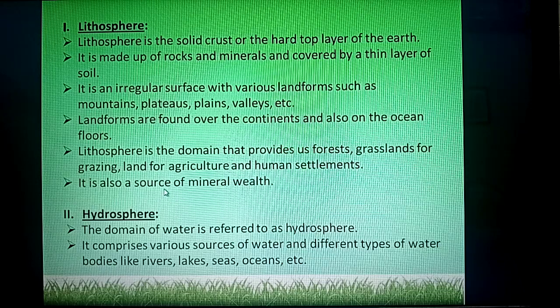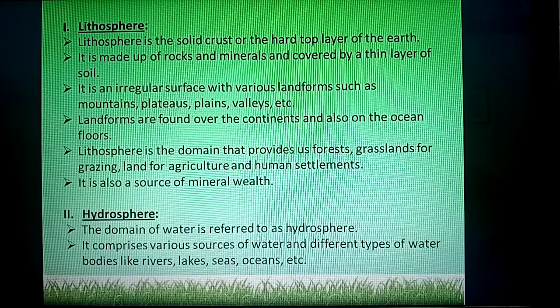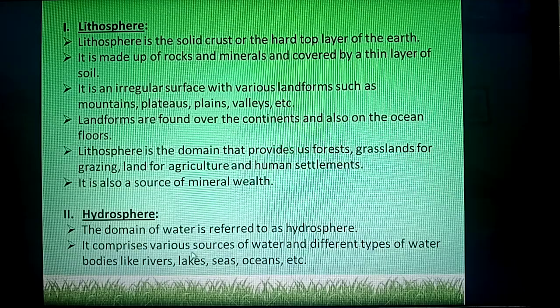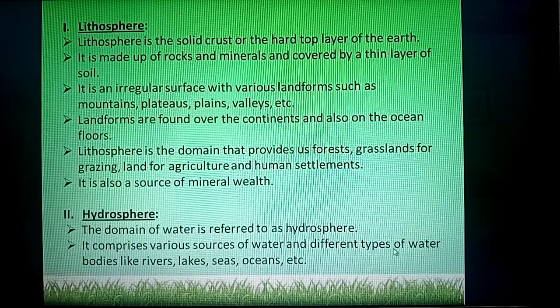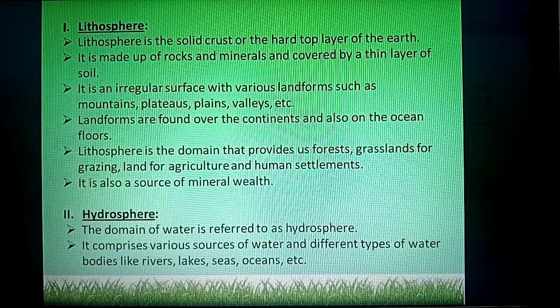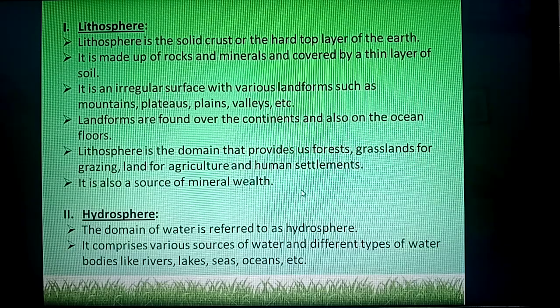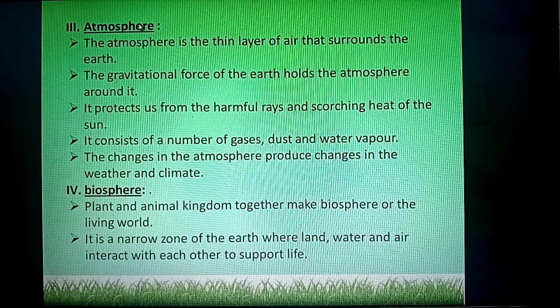Now, after this, the second component or domain of the natural environment is hydrosphere. Let's discuss about hydrosphere in detail. The domain of water is referred to as hydrosphere. It comprises various sources of water and different types of water bodies like rivers, lakes, seas, oceans, etc. Let's talk about atmosphere now.